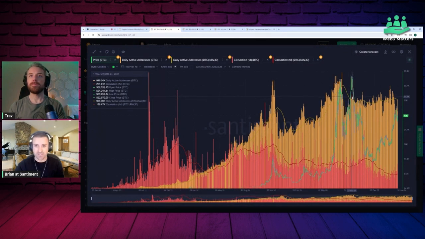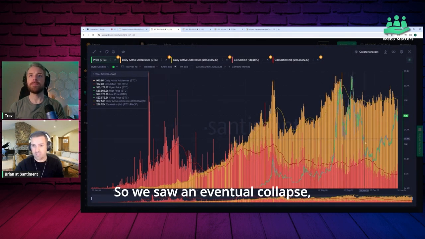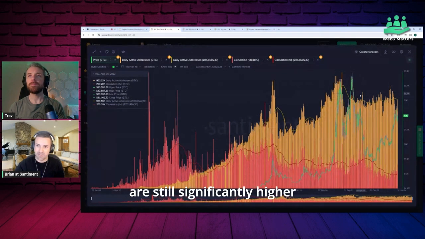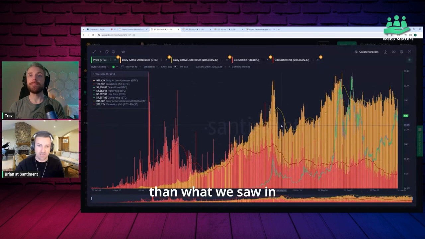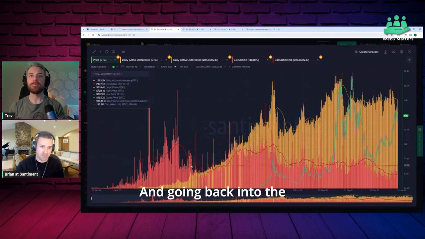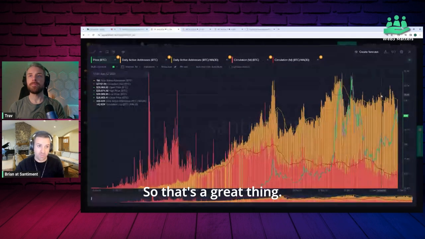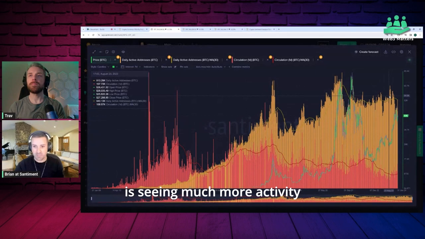not in the cards. So we saw an eventual collapse, but look at how daily active addresses are still significantly higher than what we saw in 2019 and 2020 especially, and going back into the history archives here, it's just not even close. So that's a great thing. It's showing that Bitcoin is seeing much more activity than it used to.